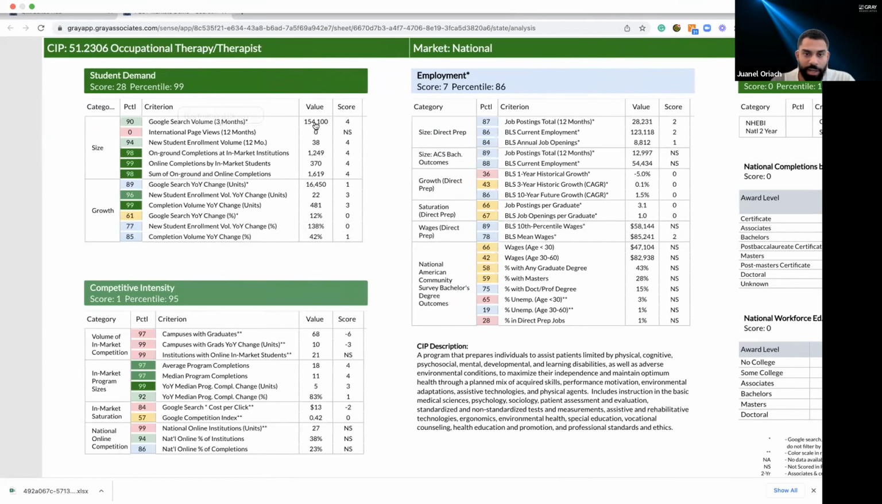We're going to look at student demand and see 154,000 Google search volume. This is going to be a 90th percentile Google search volume. So significant interest here. We see new student enrollments at 38, on ground and online completions, both at the 98th and 99th percentile. And then the sum of on ground and online completions at the 98th percentile here. So significant size here in terms of student demand. And we're also seeing some positive trends with the growth associated with these metrics under student demand. The most significant being completion volume has increased by 481 year over year.